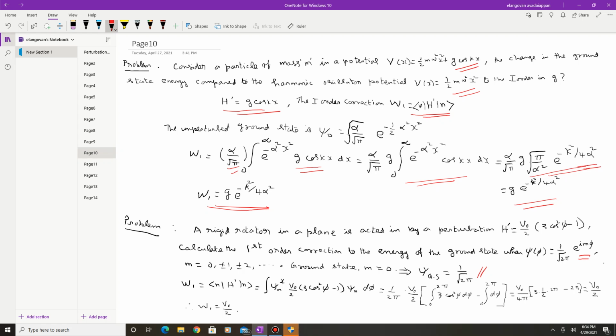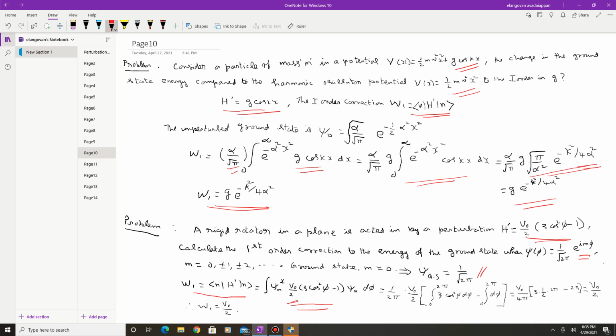So W1, if you want to calculate, your ψn* and H' is given, H' is here. You substitute this value here, and ψn*, ψn, this is the ground state which is equal to 1/√(2π). Again there is a 1/√(2π), so that can be taken outside from the integral as 1/2π, and there is a constant V0/2 here, so that can be taken outside from this integral.